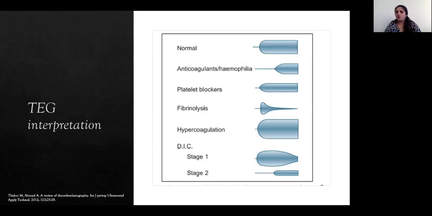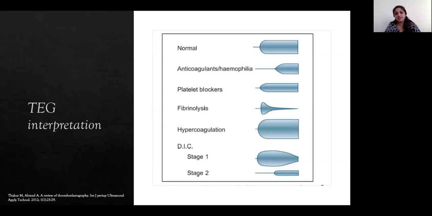When you are on anticoagulants, or you have hemophilia, the R time is long. Your initial platelet clot is formed, but it takes a long time to get that fibrin clotting started. When you're on platelet blockers, that R time decreases. When you're fibrinolysing a lot, your clot does reach maximal clot stability, but it doesn't stay that way because your body is breaking it up. And when you're hypercoagulable, you just clot really fast, and it's a really strong clot that doesn't really break down.